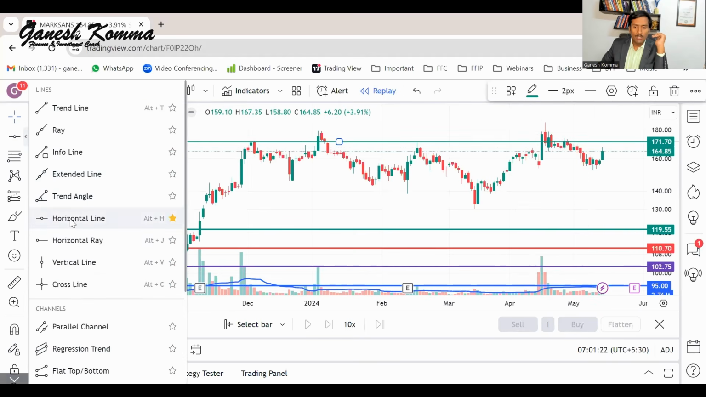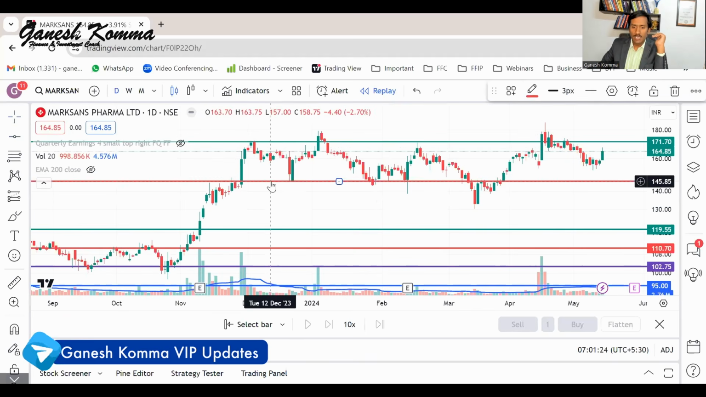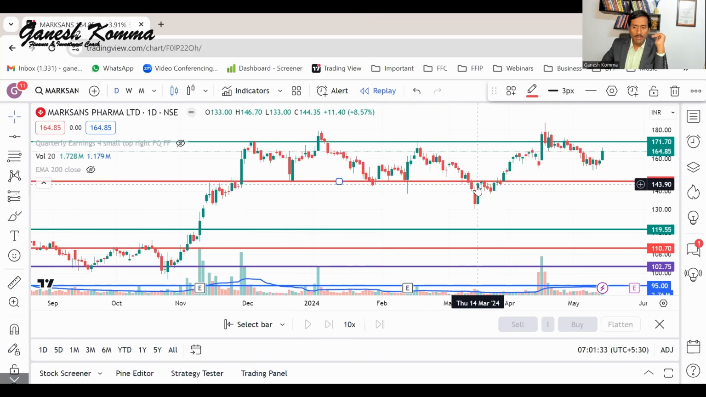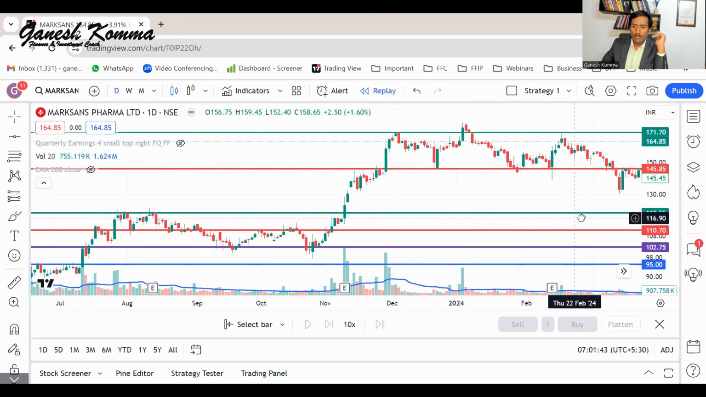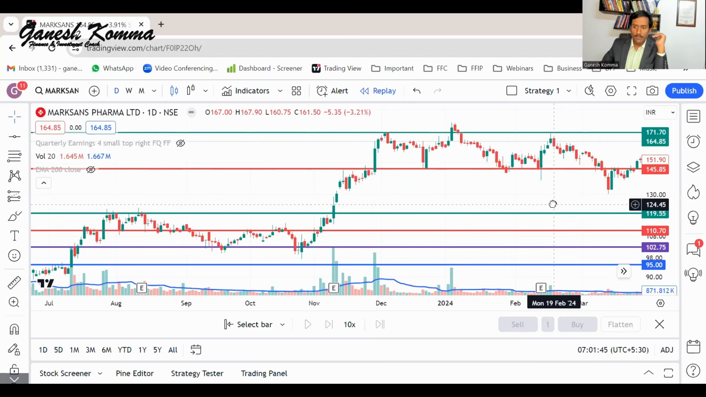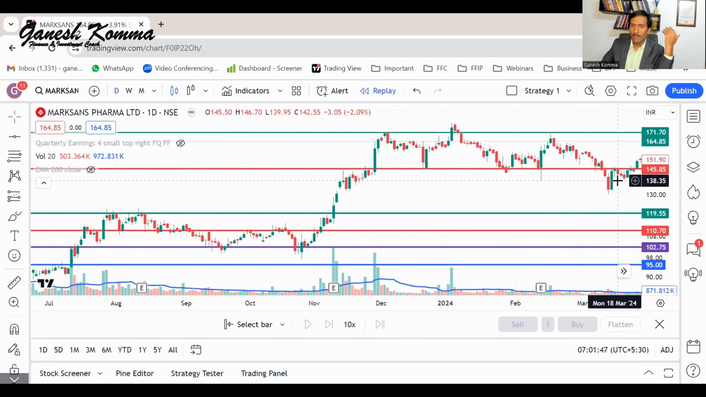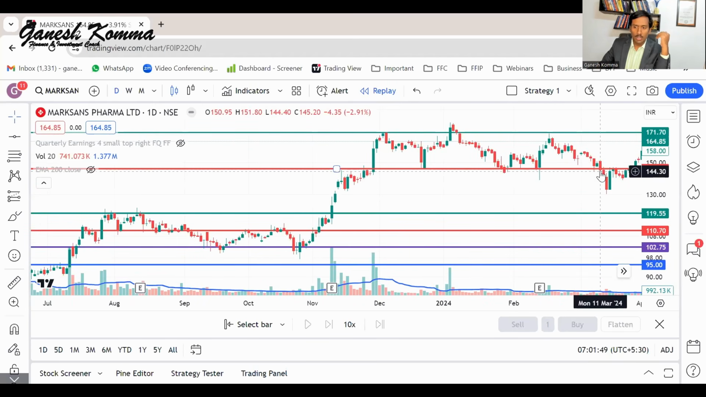And if you need to draw a support line, if you just connect the dots from almost November, again, it has found a support here. January, it found support, February, even in March. So anything below 145 or anything below 150, it can become more weak, right? If we go back a little before in March, this is a very strong support.